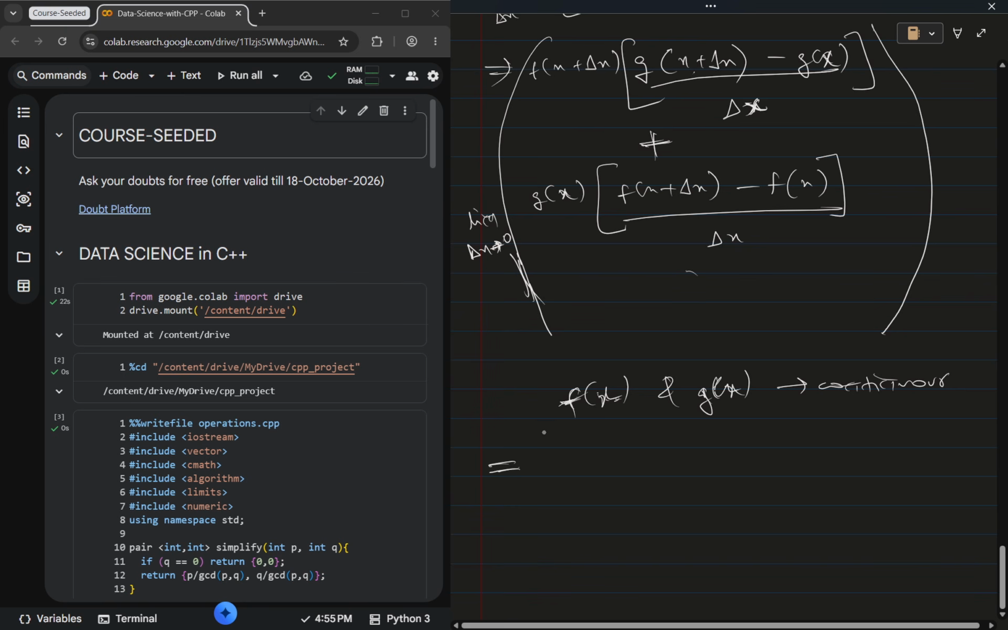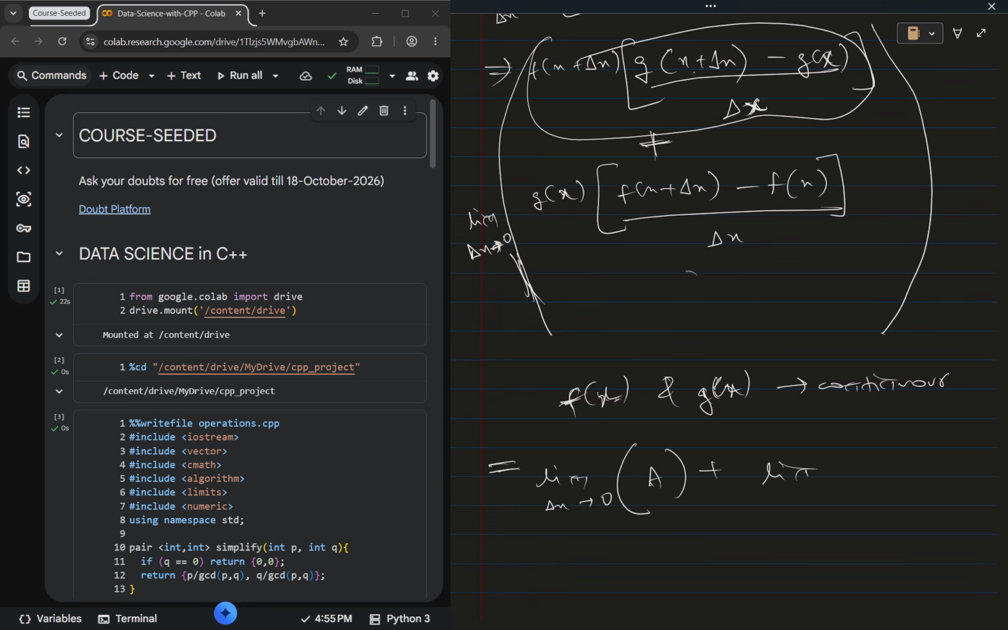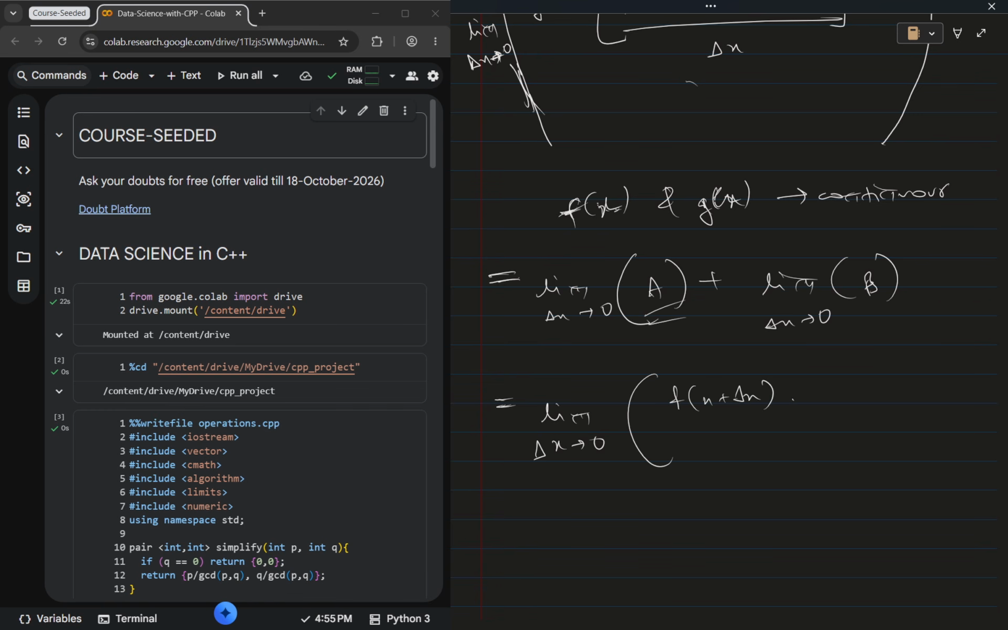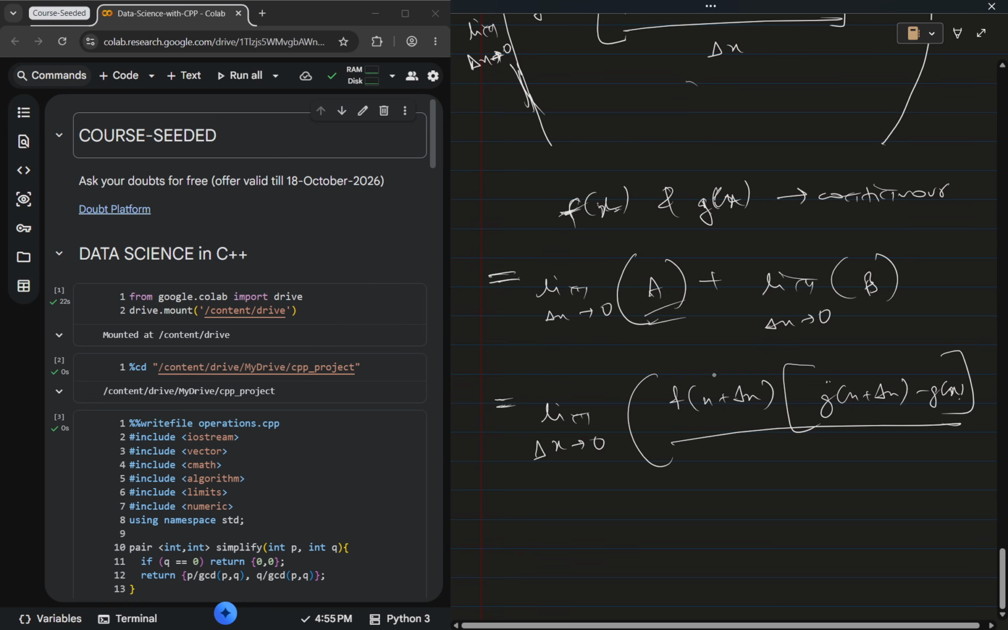So what you can do is write it over here: limit delta x tending to 0, and then you have this a. Basically this complete thing is your a. Then you have plus limit delta x tending to 0, and then you have your b over here. So let's solve for this first, a1. Let's say we have g(x + delta x) minus g(x), divided by your delta x.